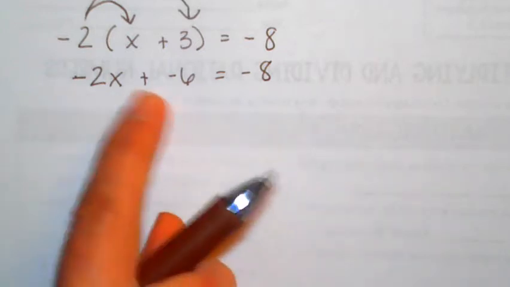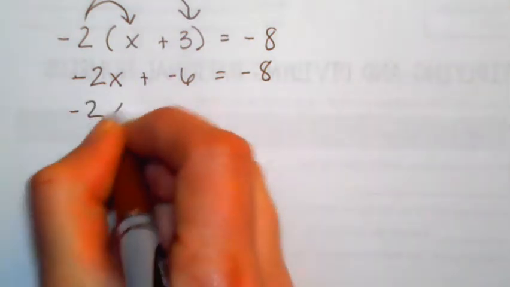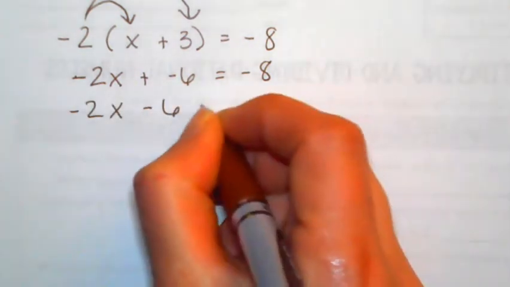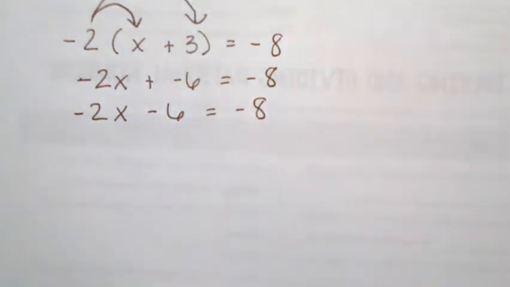So negative 2 went in and multiplied with the x and the 3. I'm just going to clean this up. That plus negative 6 is like subtraction, so I'm just going to rewrite this. I'm not really changing the equation. I'm just rewriting it because we don't need to say plus negative 6 when we could say minus 6. All right, two-step equation here.